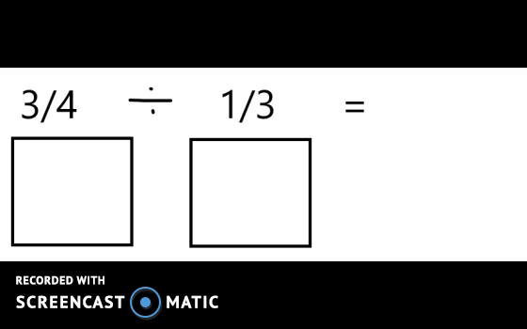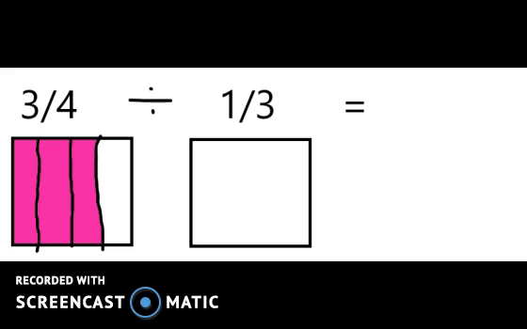First, we want to draw lines to create a model that shows 3/4. To do this, we're simply going to draw some vertical lines here to divide this vertically into 4 equal parts. And then we're going to shade 3 of those parts so that that will represent 3/4. 1, 2, 3.